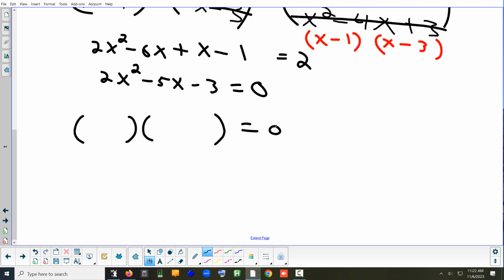What would my first terms be? 2x and an x. We've got a negative constant, so that means you've got to have a plus and a minus. I would try it like that. Maybe. Yeah, I think that's going to work. And then two numbers that multiply to give me 3. 3 and 1. Let's check it.